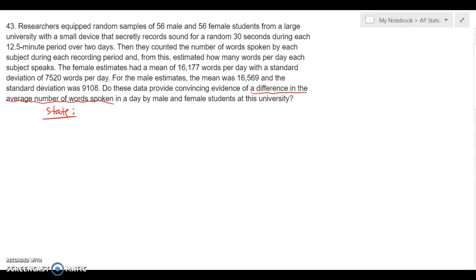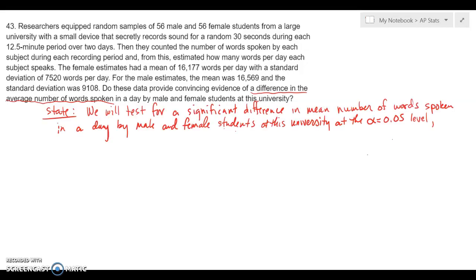So what are we doing here? Well, we want to make sure that we state in context what we're testing for. So that looks like this. So just to highlight what we've got here, we're running a test for significant difference in the means. Give some context. So mean number of words spoken in a day by male and female students at this university, and then make sure you specify the alpha level. So we've got those things.